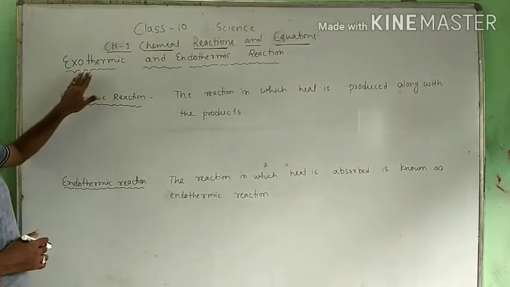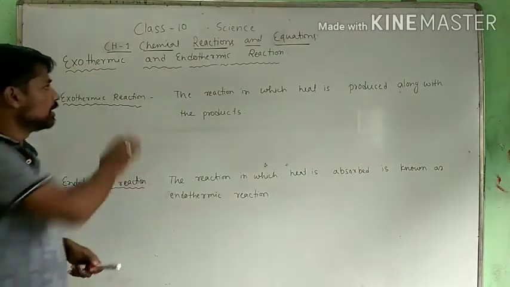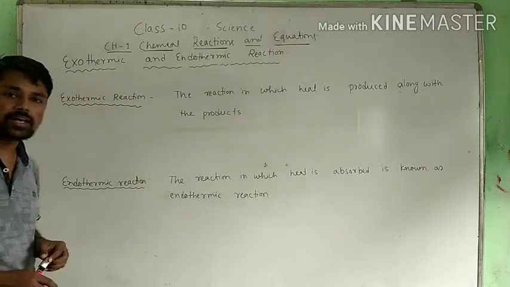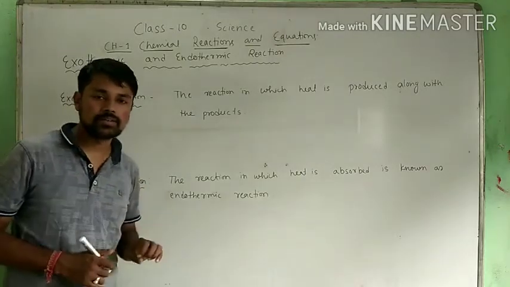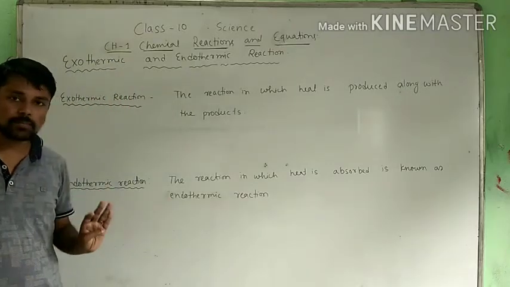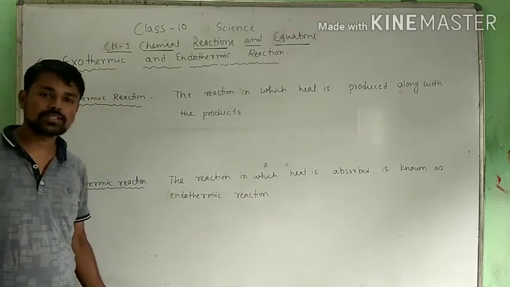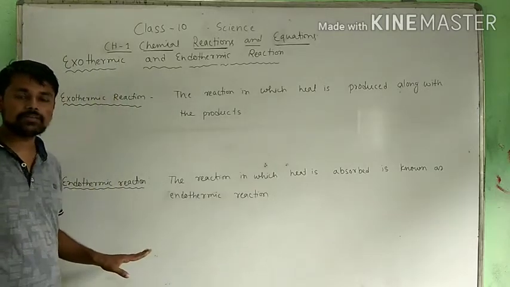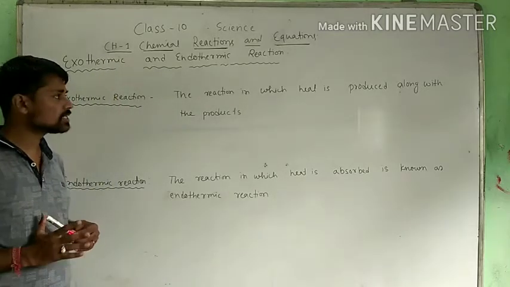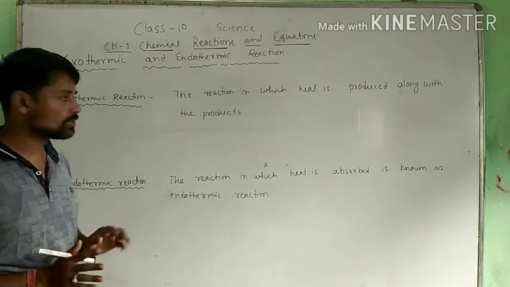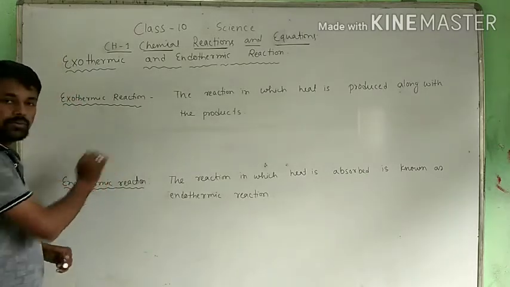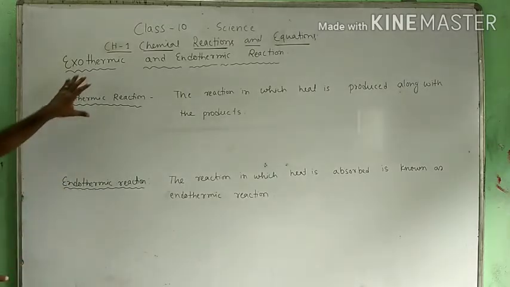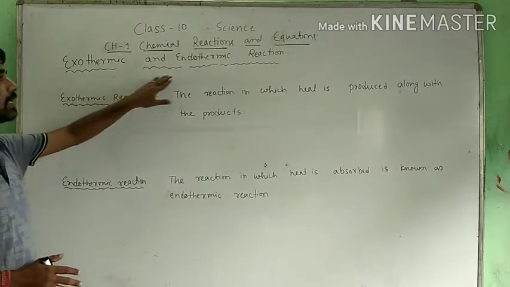Here we are going to discuss exothermic and endothermic reactions. In the earlier classes we have defined the 5 types of reaction, which are combination reaction, decomposition reaction, displacement, double displacement, and oxidation reduction reaction or redox reaction. Now in this video we will define and discuss exothermic and endothermic reaction.